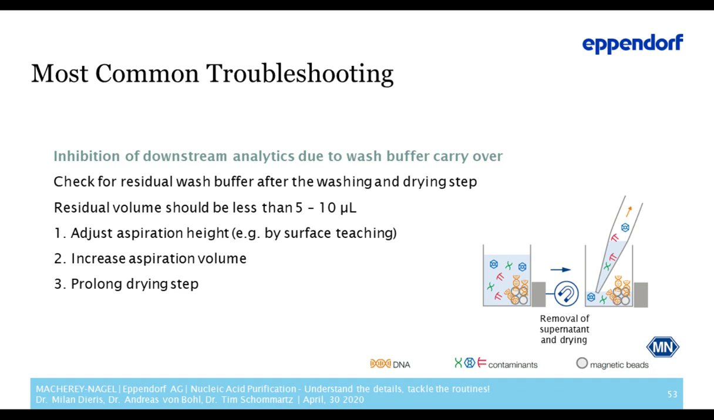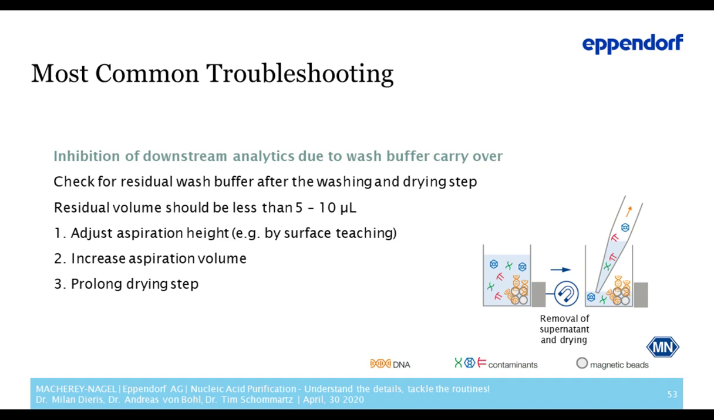Now I have two examples of the most common troubleshooting cases we see from the R&D side or from the application side in nucleic acid purification kits. The first example is the inhibition of downstream analytics due to wash buffer carryover. Basically, the symptom is a qPCR or PCR inhibition. The reason for that is in 90% of the cases a carryover of the wash buffer or of ethanol into the eluate in the end. And this ethanol then inhibits the downstream analytics.